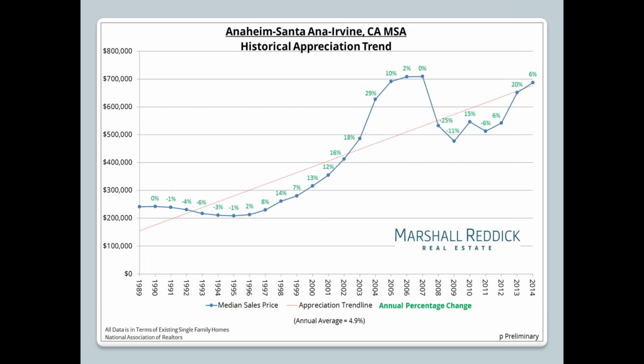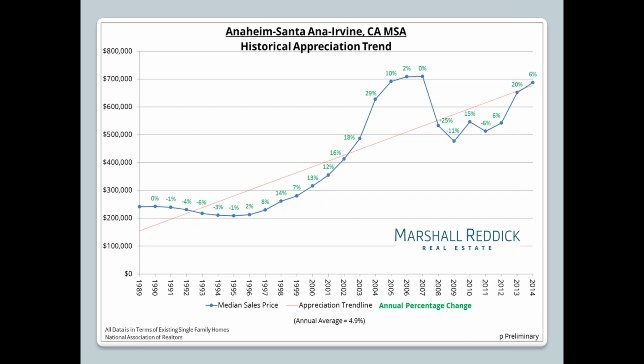Now, I'm going to share with you some appreciation history in several different markets. All of our data comes from Realtor.com, which is the National Association of Realtors. And we're looking at the median home price in Orange County over the last 25, 26 years. Each major metropolitan market is classified as an MSA by the National Association of Realtors. That stands for Metropolitan Statistical Area. And for Orange County, it's considered Anaheim, Santa Ana, and Irvine. So we can see what the price history has been in Orange County over the last 26 years.